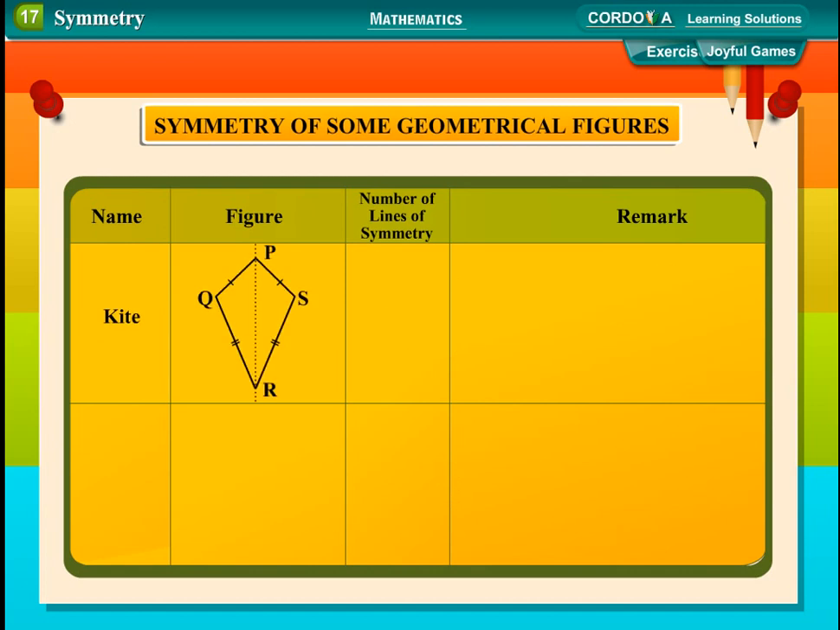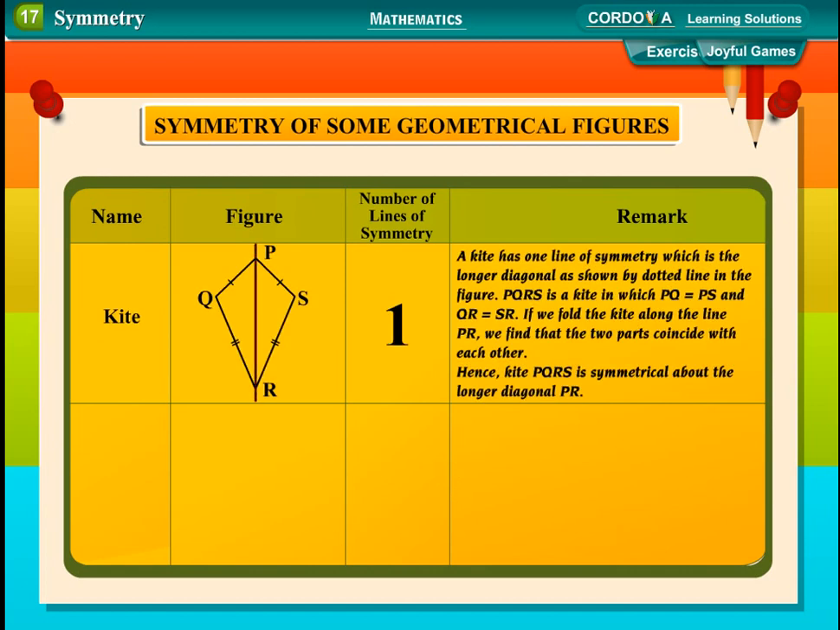Kite. A kite has one line of symmetry, which is the longer diagonal, as shown by the dotted line in the figure. PQRS is a kite in which PQ is equal to PS and QR is equal to SR. If we fold the kite along the line PR, we find that the two parts coincide with each other. Hence, kite PQRS is symmetrical about the longer diagonal PR.